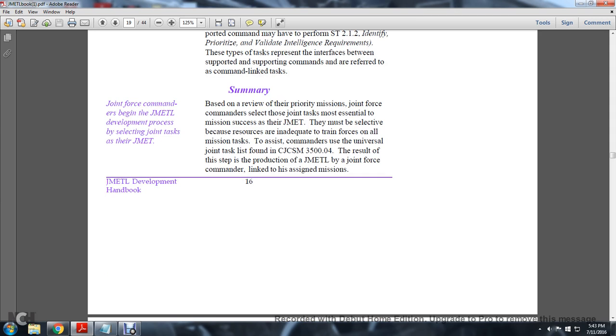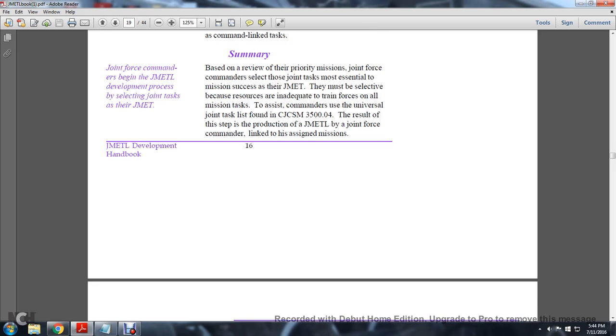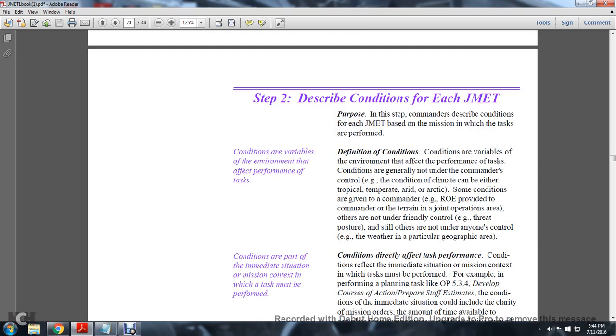Joint force commanders begin with the joint mission essential task list development process, selecting joint tasks as the joint mission essential tasks. Based on the review of the priority missions, joint force commanders will select the joint tasks most essential to mission success for the joint mission essential task list. They must be selected because of limited resources and the inability to train forces on all the mission tasks. To assist the commander there is the Universal Joint Task List and the Chairman of the Joint Chiefs of Staff Manual 3500.04. The result of step one is the production of joint mission essential tasks by joint force commanders, linked to the assigned mission. Step two is describing the conditions for each joint mission essential task.